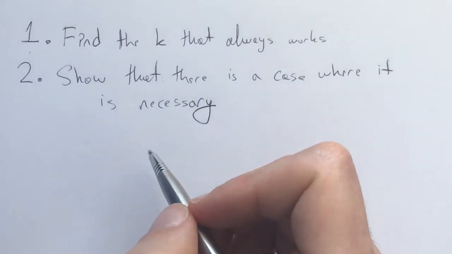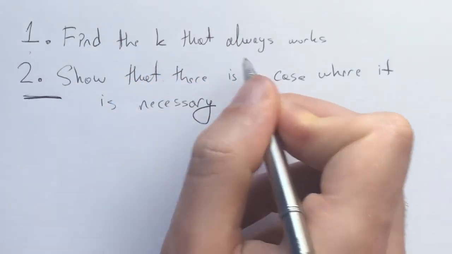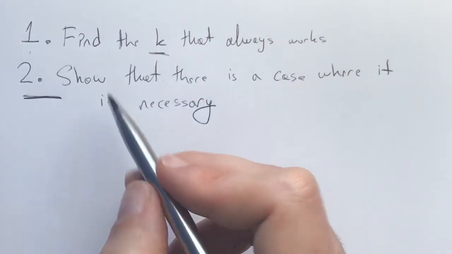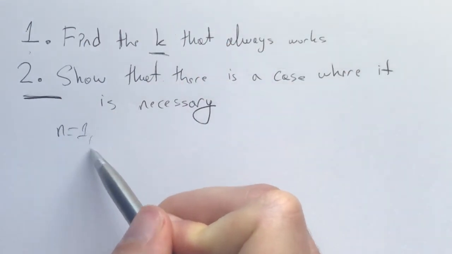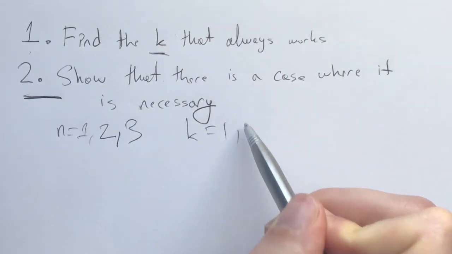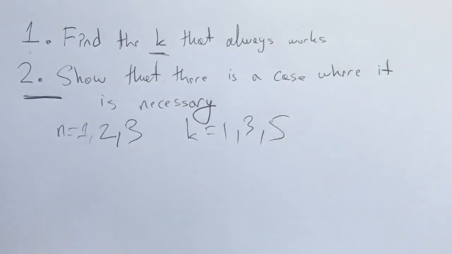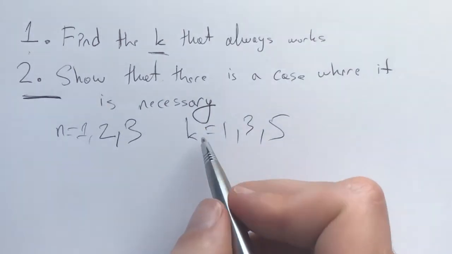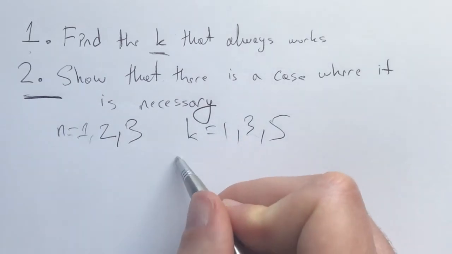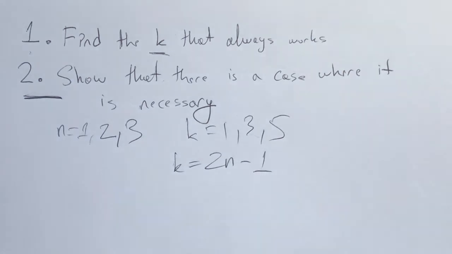Now the playing around will give you a sense of the second part. What is the case? And it will also sort of hint at what the k is. For me personally, playing around with n equals 1, 2, 3, and finding k is 1, 3, 5 sort of gave me a sense of what the actual answer is. The pattern here is k is 2n minus 1, and we can play around and solve the problem through that.